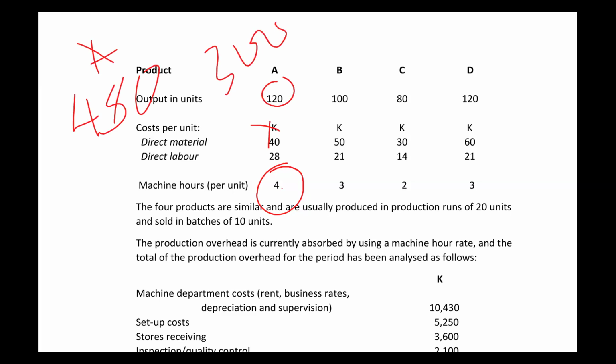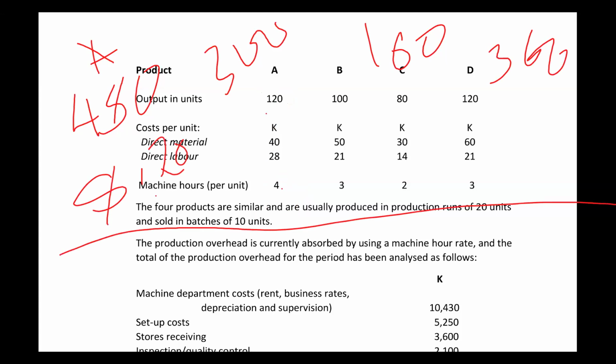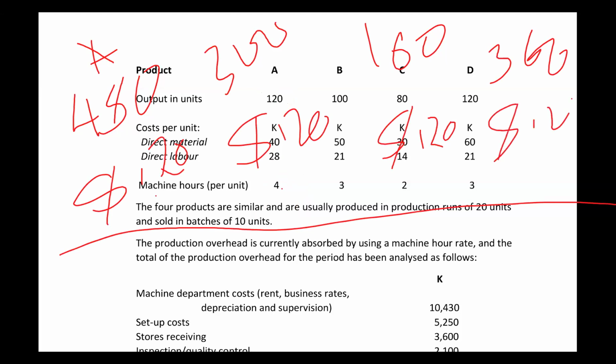We want to know the number of hours for each product. For C, 2 times 80 gives us 160. And for D, it will be 3 times 120, giving us 360. These are the number of hours that we are finding for each product. Then we multiply them by the cost per hour, which is 8 kwacha 20. Everywhere I will be multiplying by the same 8.20.